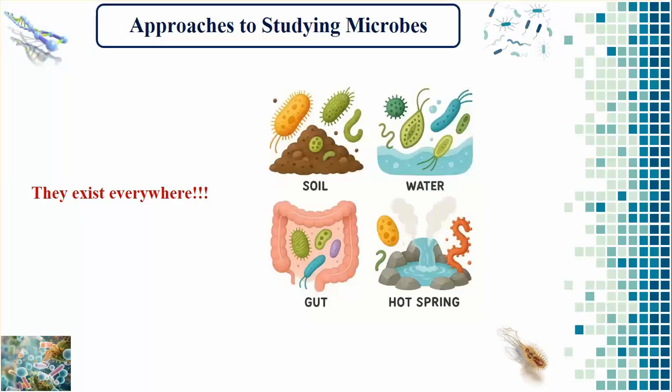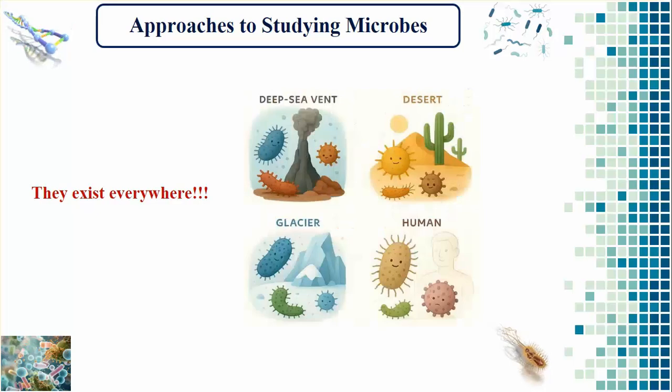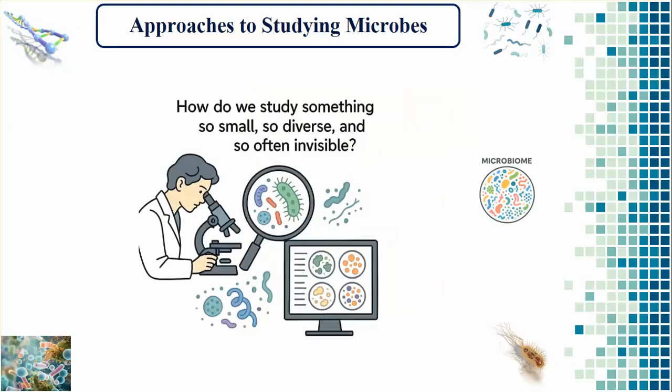They exist everywhere: in soil, water, our guts, and extreme environments like hot springs, from the human body to deep sea vents to deserts and glaciers. But how do we study something so small, so diverse, and so often invisible?